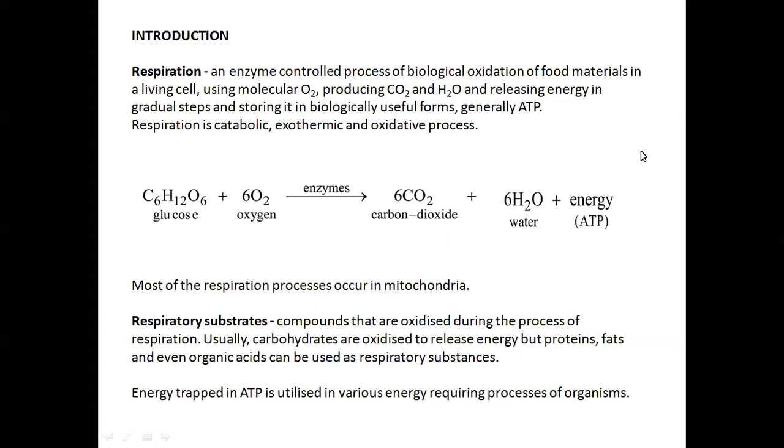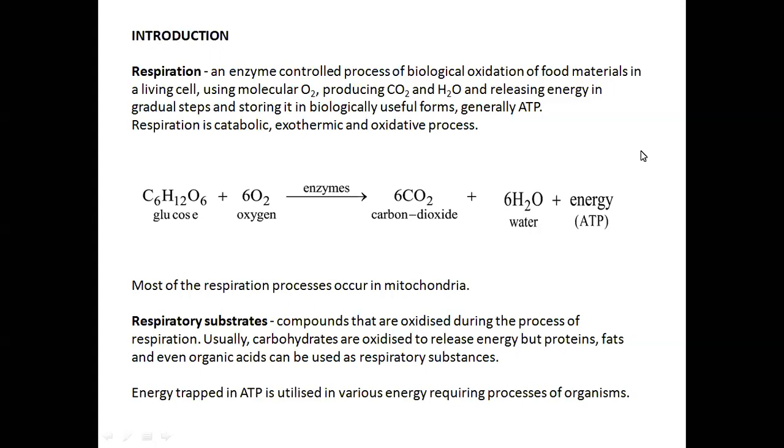So let us first understand what is respiration. What is the definition for respiration? How will you define the process of respiration? The respiration process is not just about breathing. Taking in oxygen and giving out carbon dioxide is not respiration. It is a part of respiration, that is breathing. But you cannot say that taking in oxygen and giving out carbon dioxide is respiration. So what is respiration?